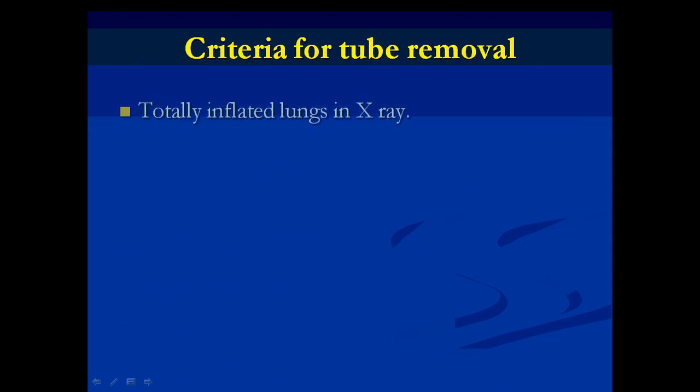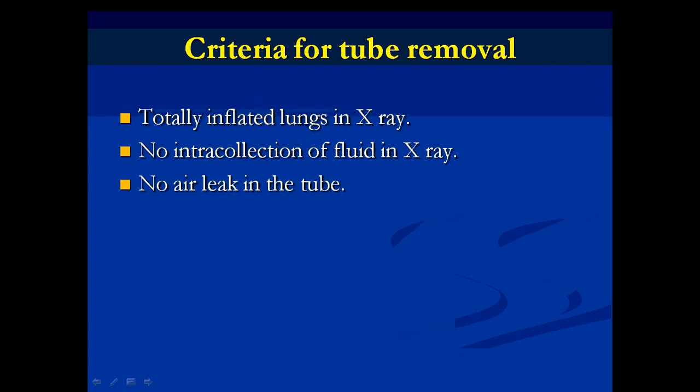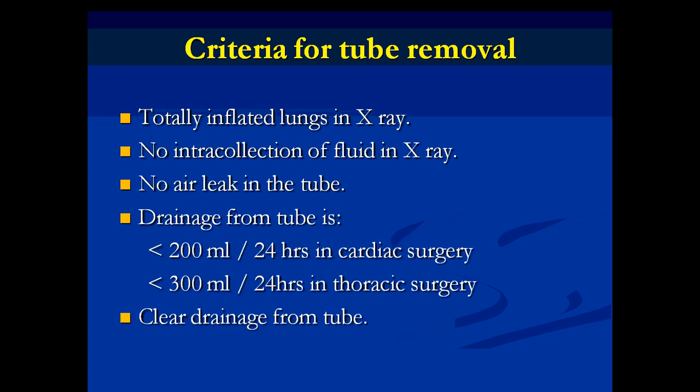Criteria for tube removal. Firstly, a totally inflated lung in the chest X-ray with no collection of fluid. That means there is no pneumothorax, no residual collection, and there is no air leak in the tube, meaning the source of air has already stopped. And the drainage from the tube is less than 200 ml per 24 hours in cardiac surgeries and less than 300 ml per 24 hours in thoracic surgeries.